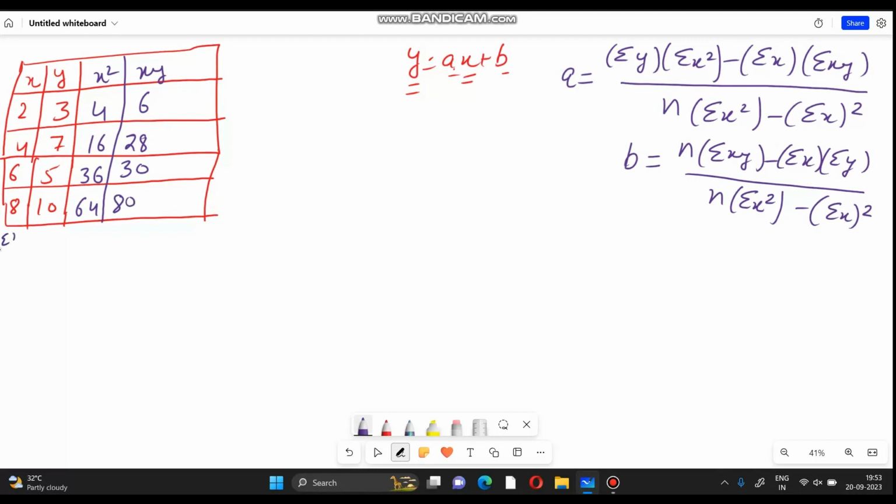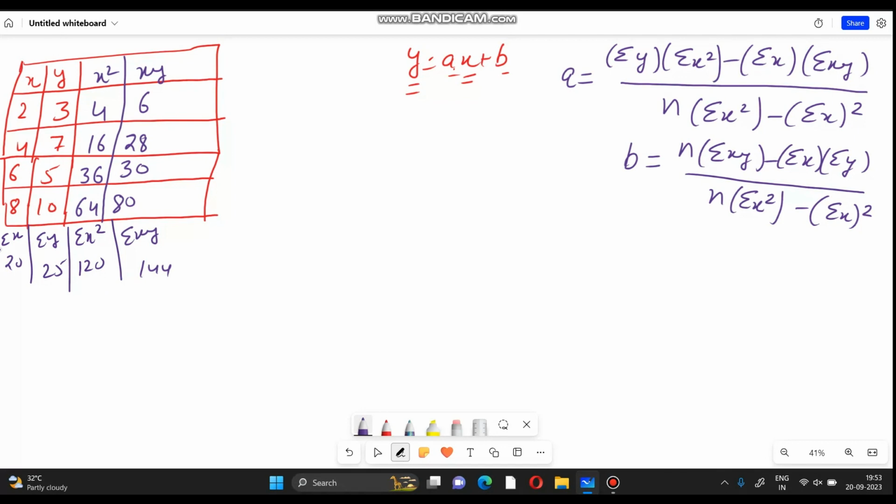So sigma x is the sum of 2 plus 4 plus 6 plus 8, which is equal to 20. Sigma y is the sum of all the y values, which is 25. Sigma x square, if we take the sum, is 120, and sigma xy is equal to 144. Fine. So now we have got all these values: sigma x, sigma y, sigma x square and sigma xy.